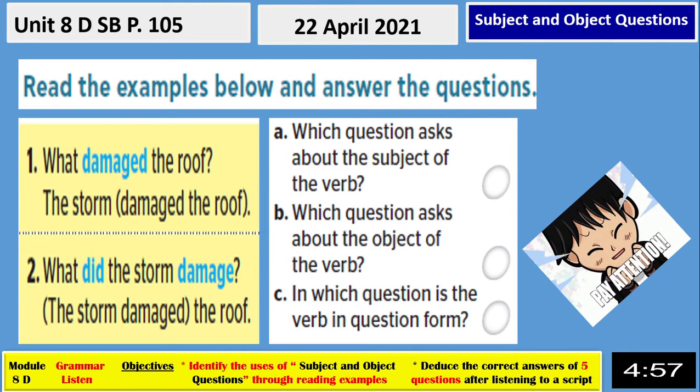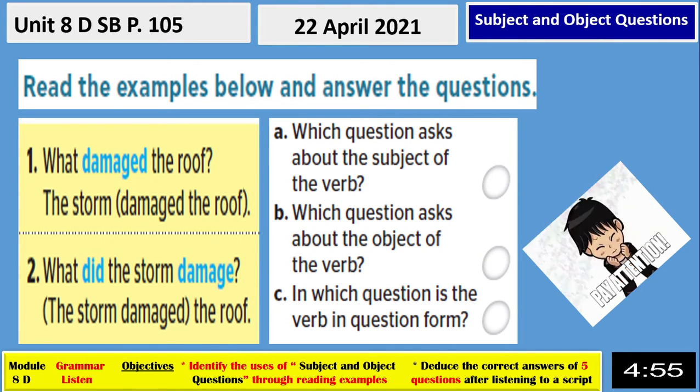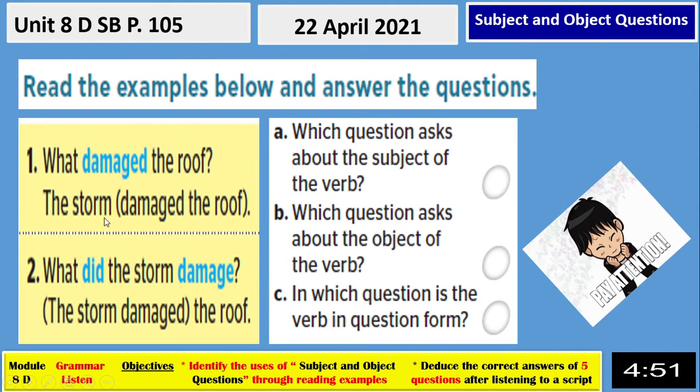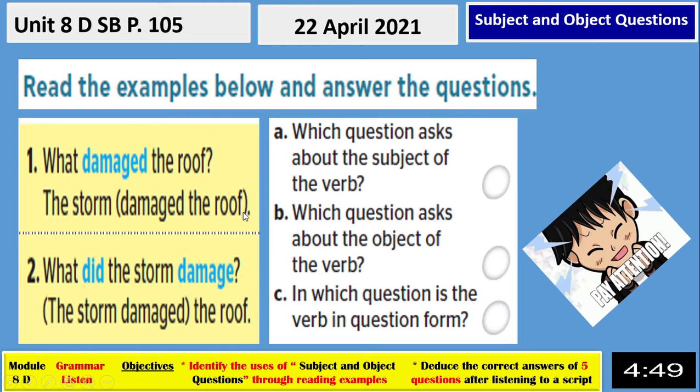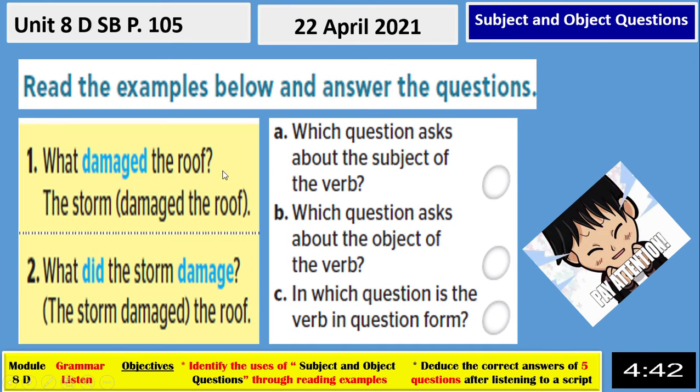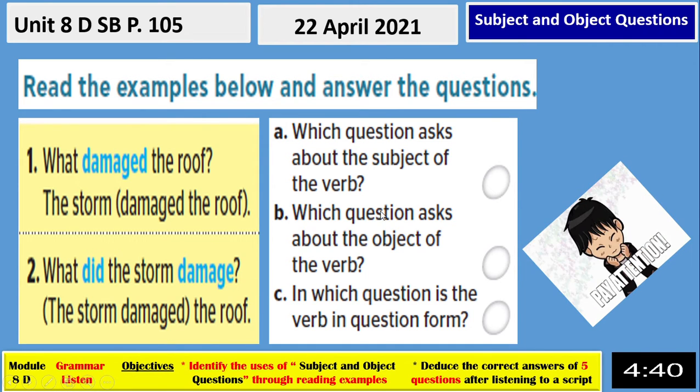Read the examples below and answer the given question. Let's start reading the first one. What damaged the roof? The storm damaged the roof. Read number 2. What did the storm damage? The storm damaged the roof. Choose the correct answer after reading this part.